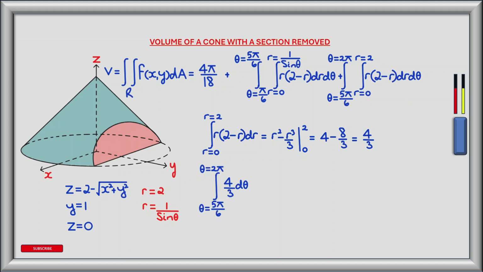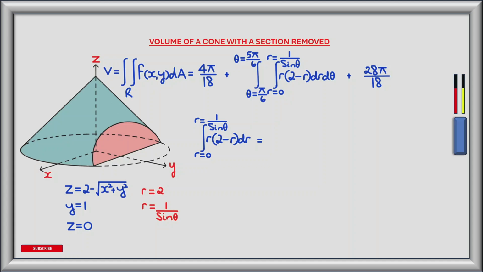And now working on its outer integral, we need to integrate between theta equals 5 pi by 6 and theta equals 2 pi of 4/3 d theta. Using the power rule to evaluate this, its antiderivative is 4/3 theta, and we need to evaluate this between 5 pi by 6 and 2 pi. Plugging in theta equals 2 pi yields 8 pi by 3, and when theta equals 5 pi by 6, we get 20 pi by 18. And so 8 pi by 3 minus 20 pi by 18 is equal to 28 pi by 18.